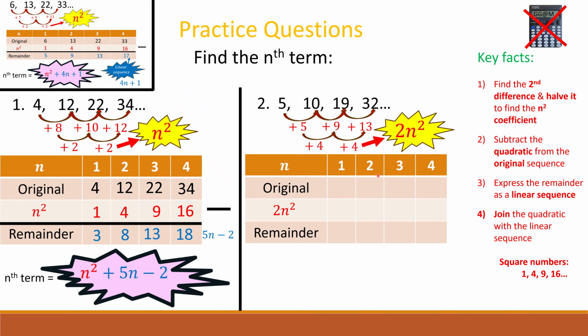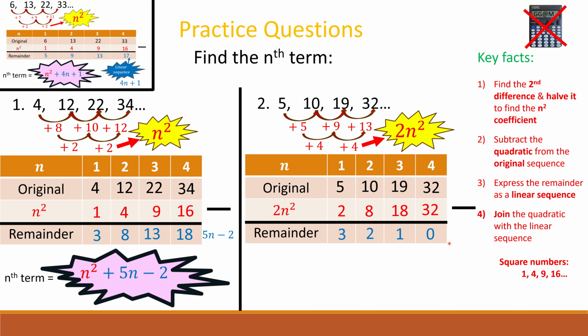Again, I draw out the table, and at the top values, I write the original numbers down here, and then I write down my n squared numbers, but this time I've got to times them by 2 because it's 2 lots of n squared. So the numbers I had here, I've basically got to double. So double 1 is 2, double 4 is 8, double 9 is 18, and double 16 is 32. I now need to subtract these numbers from each other. 5 take away 2 is 3, 10 take away 8 is 2, 19 take away 18 is 1, and 32 take away 32 is 0.